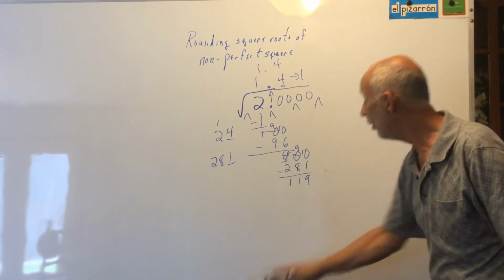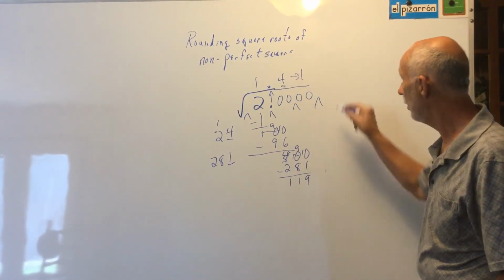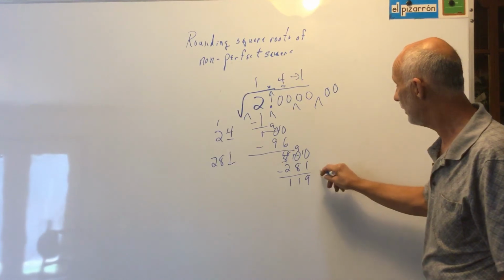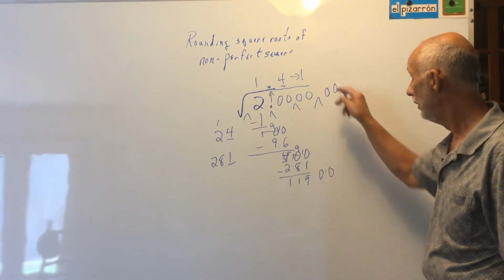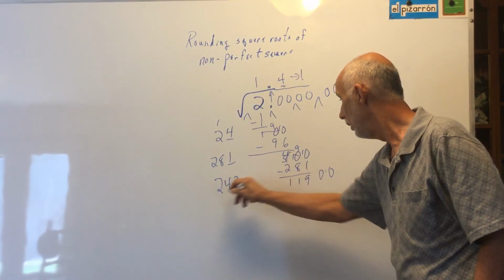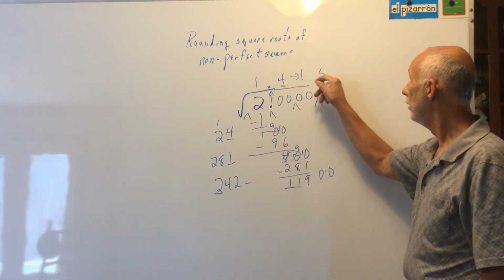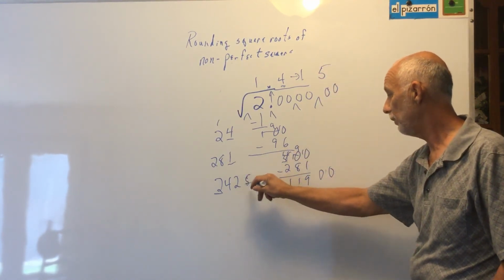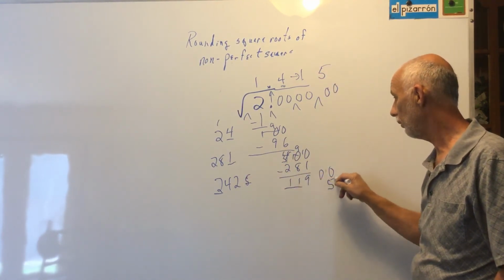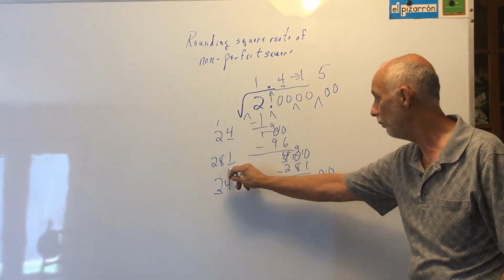And what if I wanted to go to the thousandths? Well, I would just add 2 more zeros and repeat the process one more time. Double 141 is 242. 2 goes into 11 5 times. 5 times 5, put the 5 here too. 5 times 5 is 25, carry your 2. 5 times 2 is 10, and 2 is 12, carry your 1.